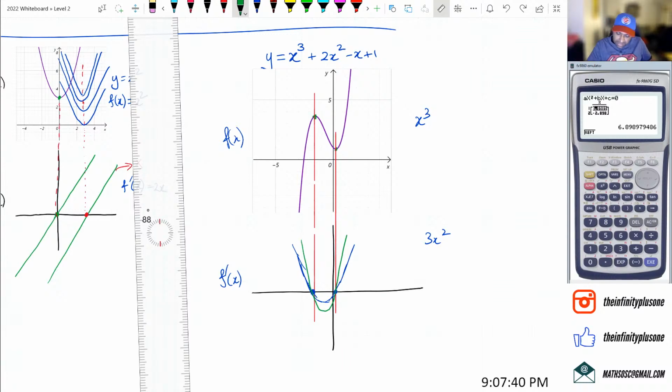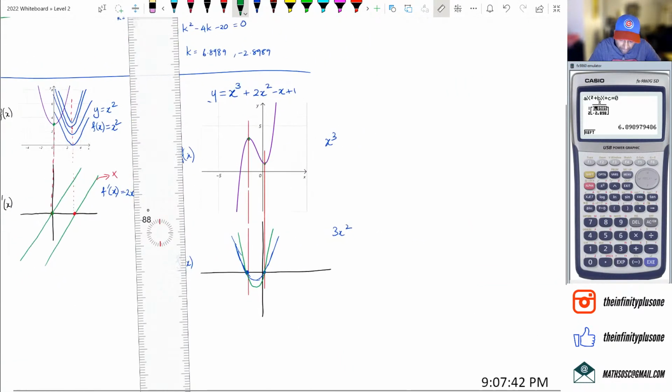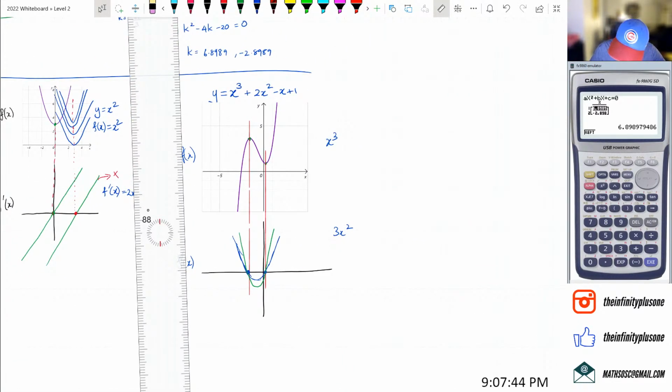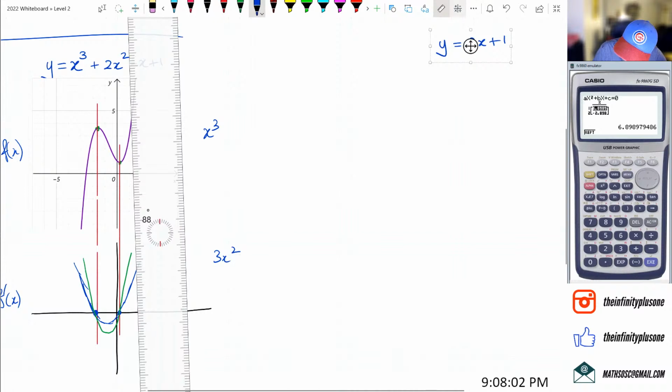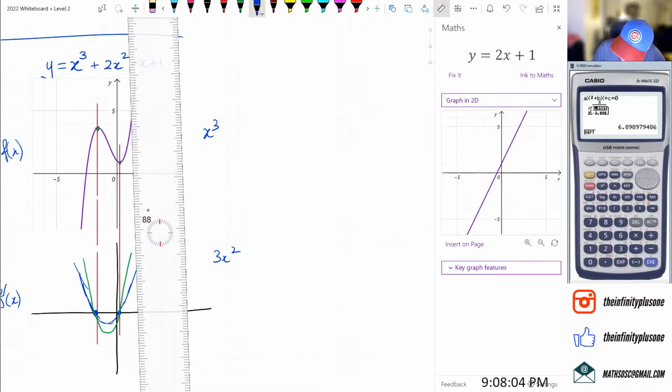Okay, so let's have a look at that. If you do have a linear function, what happens? It's a great question. Think about it like this. When you have a linear function, let's do y is equal to 2x plus 1. I'm going to get that to graph.